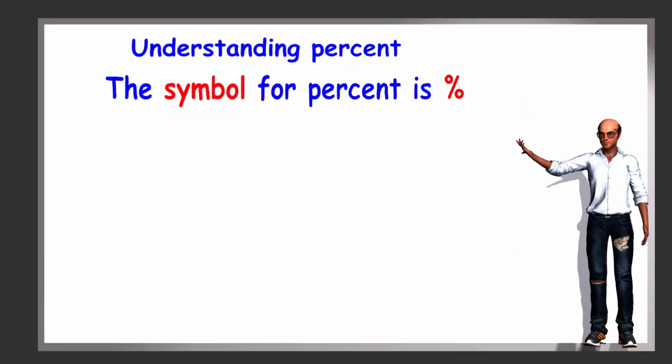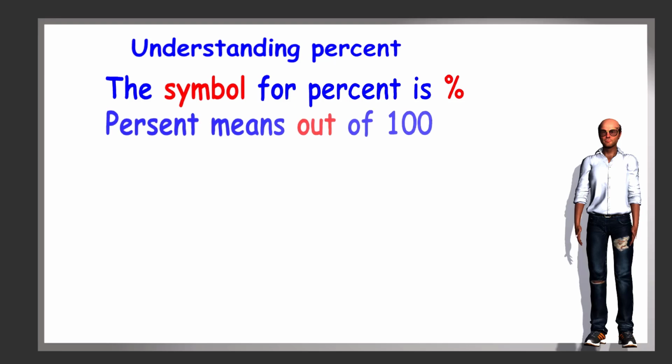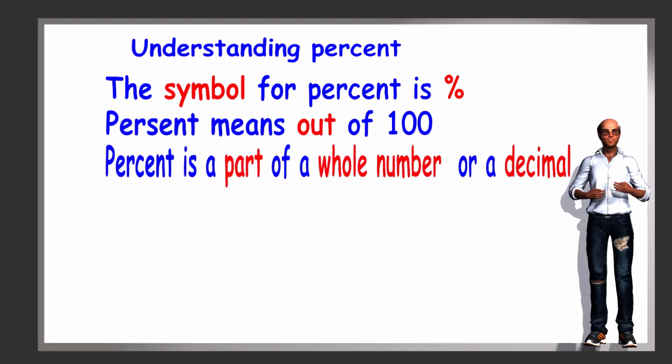The symbol for percent is as shown on the board. Percent means out of 100. 100 stands for 100 parts in the whole number, or we can say that the whole number has been broken up into 100 parts.